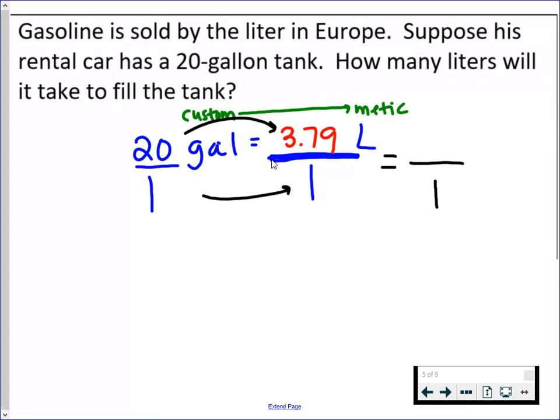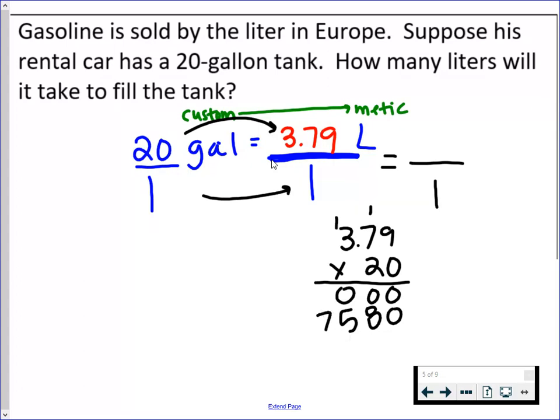Multiply straight across. One, 2 decimals, 1, 2 decimals. So now they know they can expect to put 75.8 liters in their car.